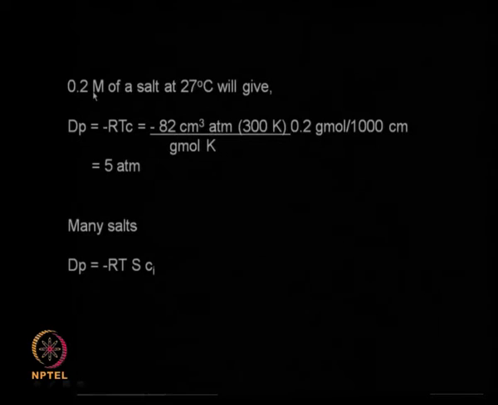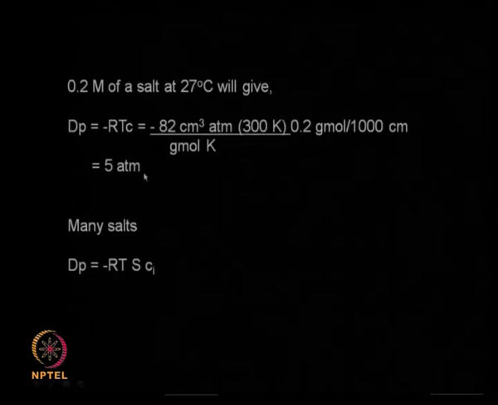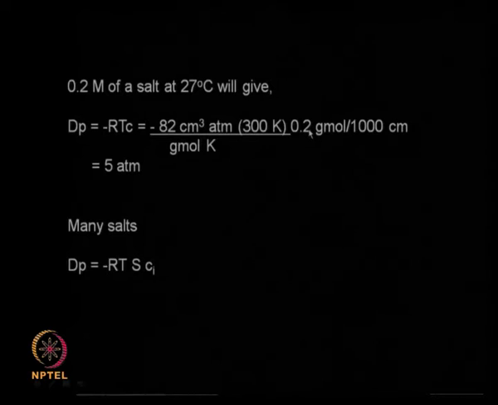So you see a small concentration of salt, 0.2 moles of salt, can generate almost 5 atmospheric osmotic pressure. If I have another salt of different molarity, then again I introduce that, and that salt will also generate a similar osmotic pressure. So we can keep on adding the pressure created by various salts to get the cumulative osmotic pressure. Okay.